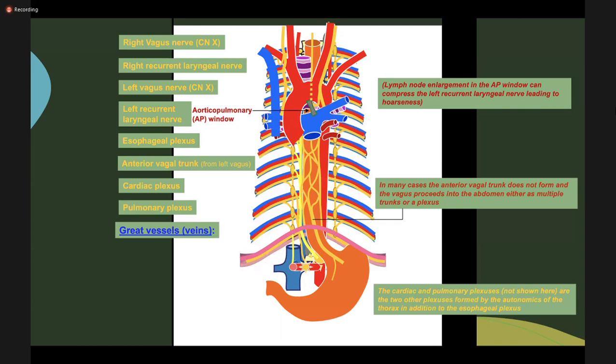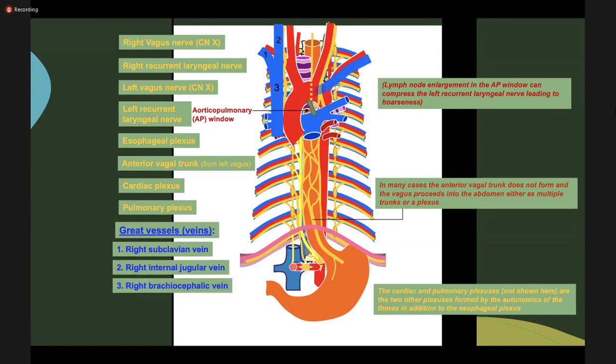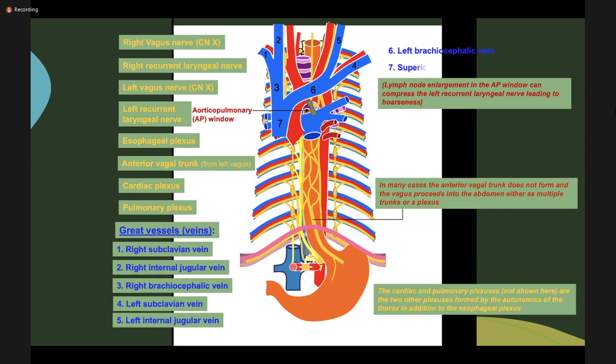So let's put in the veins. We know about them, we have spent time on them. Just a visual. Right internal jugular vein joined with the right subclavian vein makes my right brachiocephalic. And on the left side, left subclavian joined with the left internal jugular vein makes my left brachiocephalic vein. Look at it, it crosses all the way. And then they make this number 7, my superior vena cava. Are we good so far?